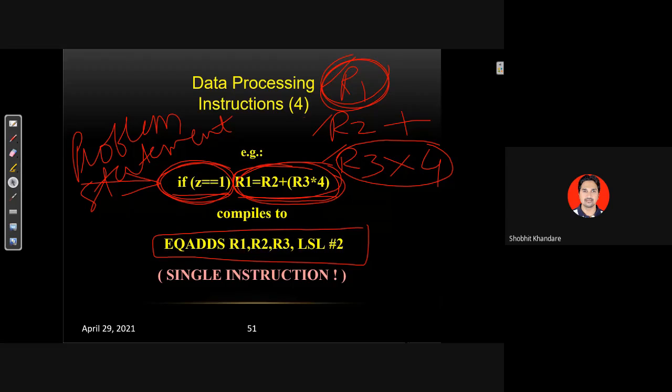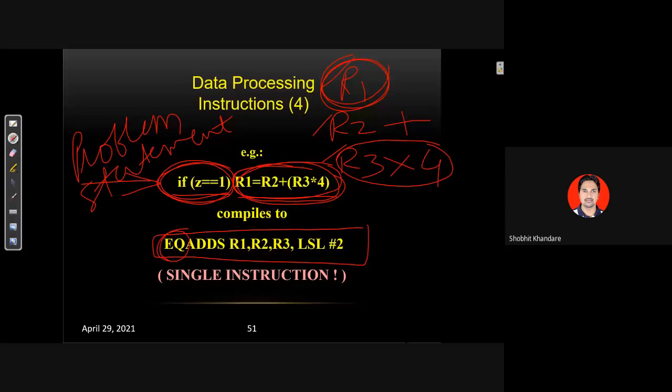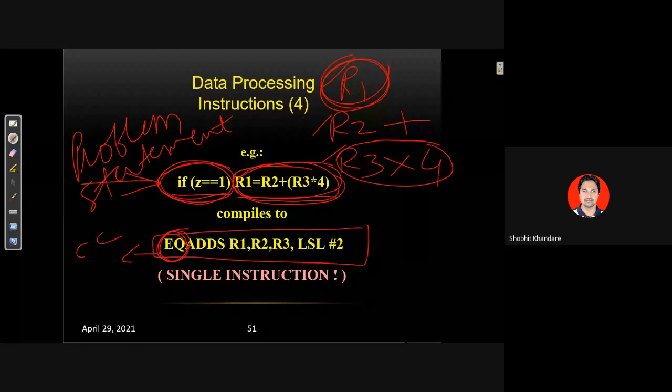Now I want everyone to pay attention. What is happening here now? Please pay attention, this is important. Can you see a prefix EQ? This is a condition code. What does EQ stand for? If equal. I told you there are a total of 16 condition codes, and this is the first one. EQ stands for if equal to 1, that is nothing but if Z is equal to 1.